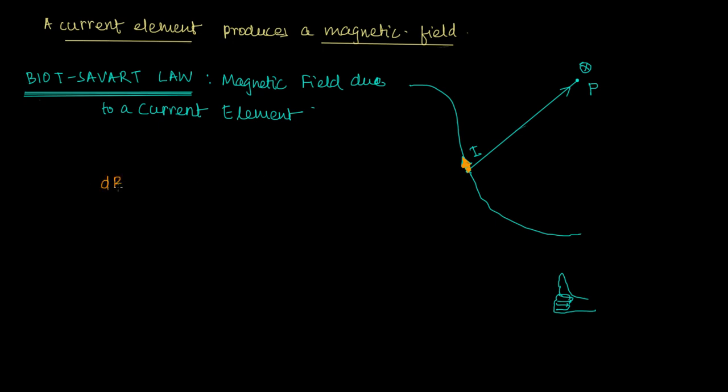So we find that the field here, the infinitesimal field at that point, that is directly proportional to I. Okay? It is directly proportional to the length of the element. It is inversely proportional to the square of the distance. Okay, and it is directly proportional to the sine theta.